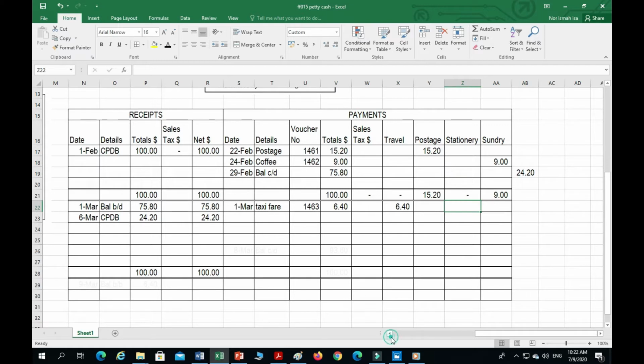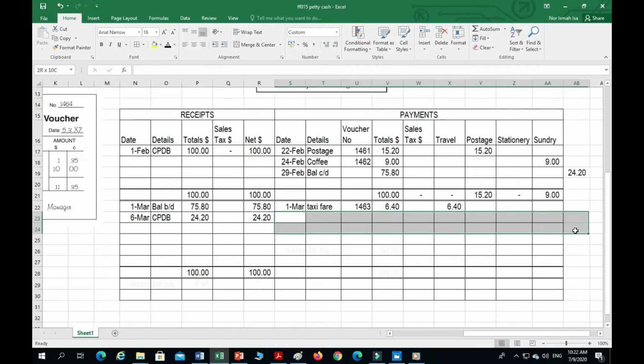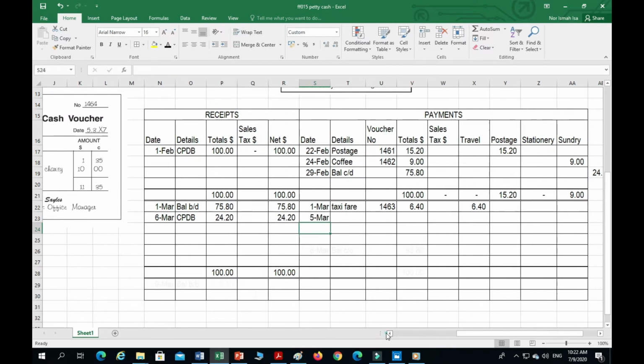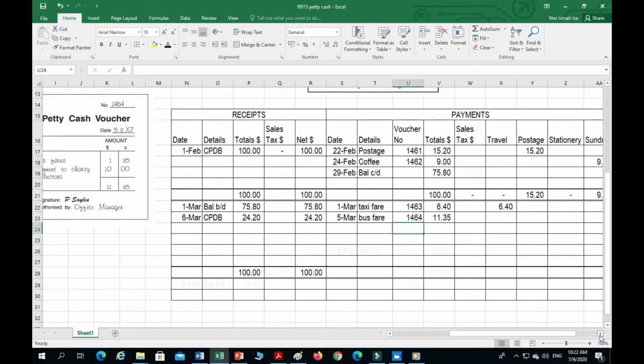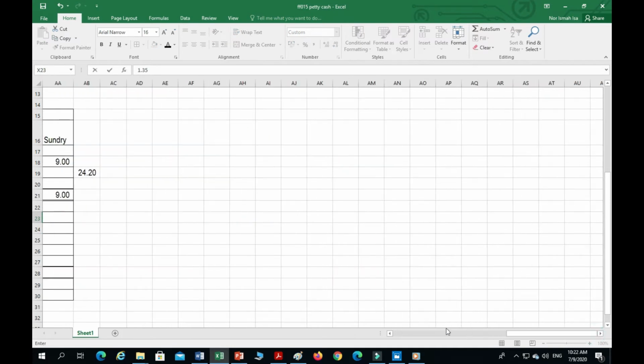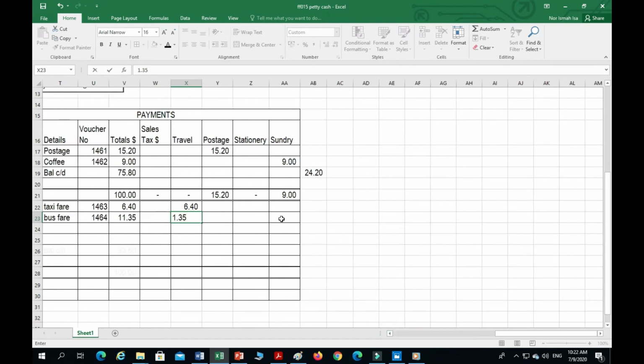So the next voucher is on 5th March. This is payment for bus fare, so just put it as bus fare, and the total amount is 1135, and the voucher is 1464. And for the analysis column, the payment made for travel is $1.35, and for sundry, which is the payment for charity, is 10. Put 10 here.